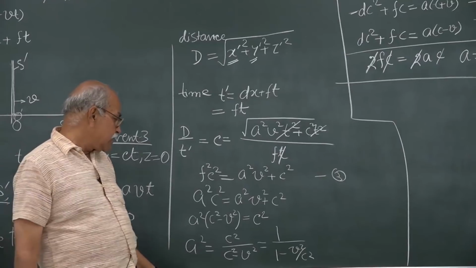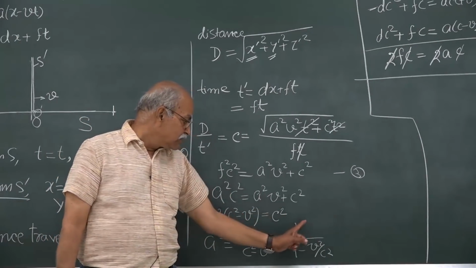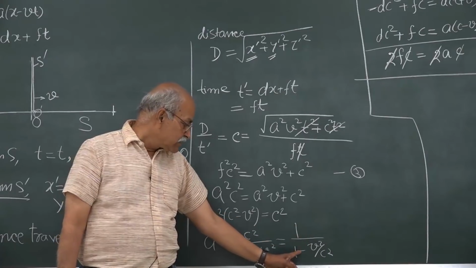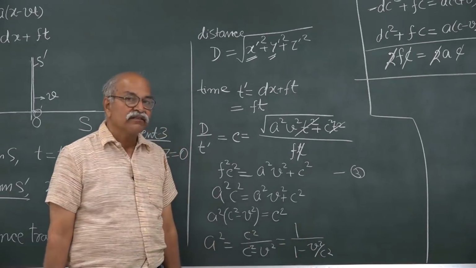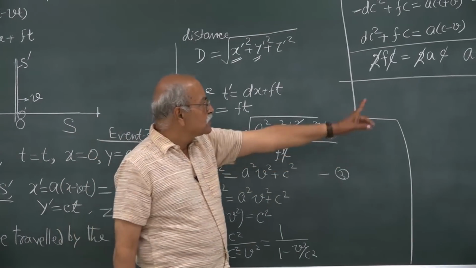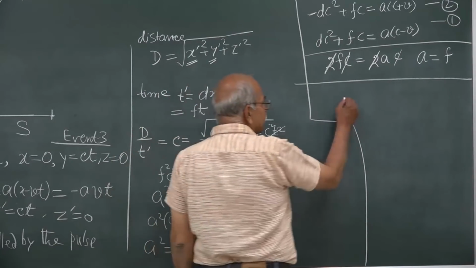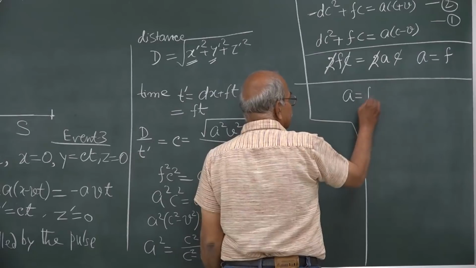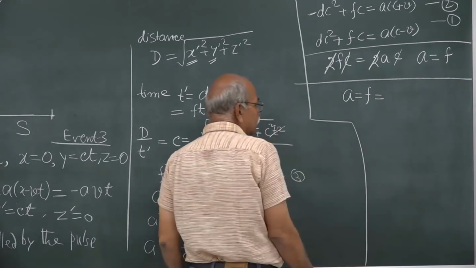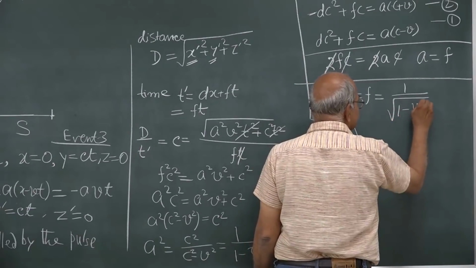So, it tells me A is equal to the square root of 1 by 1 minus V square by C square, and that same is the expression for F also, because A is equal to F. So, I get A same as F, and that is 1 by square root of 1 minus V square by C square.